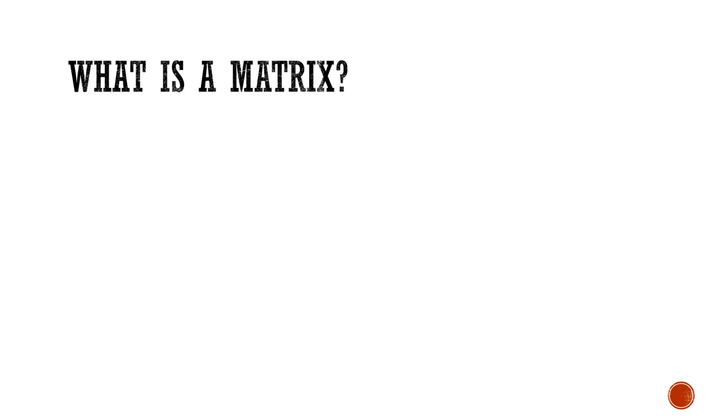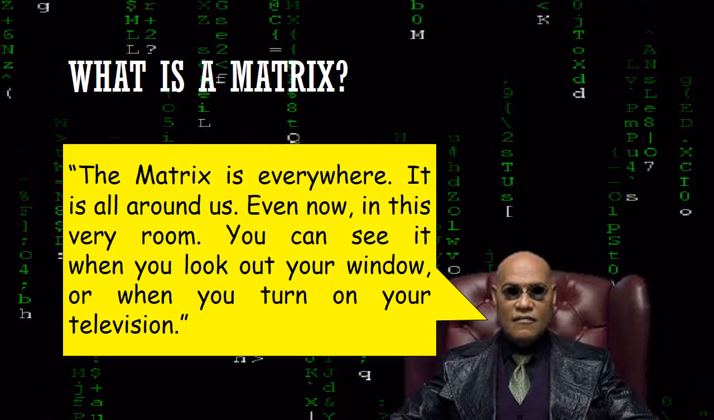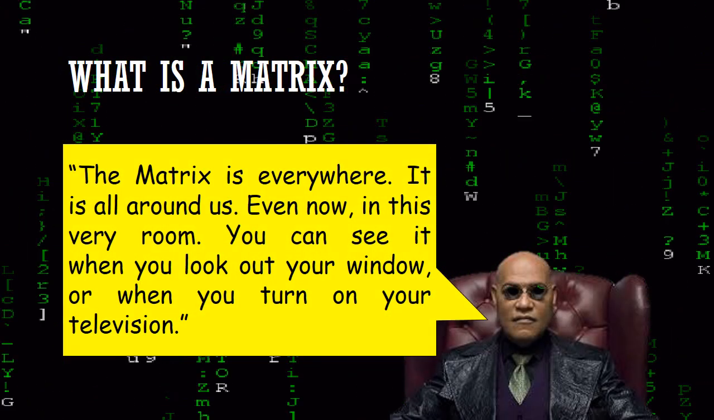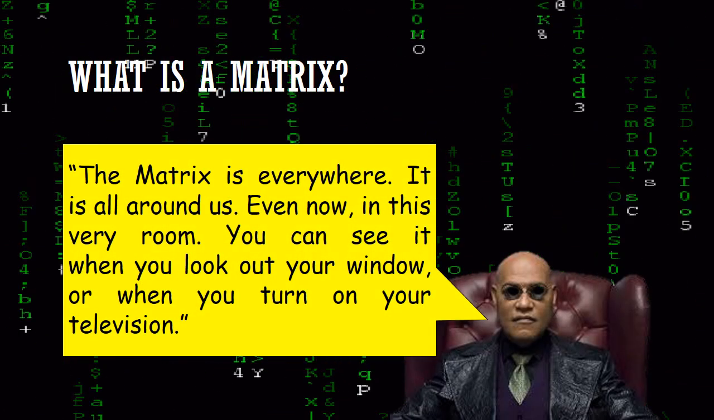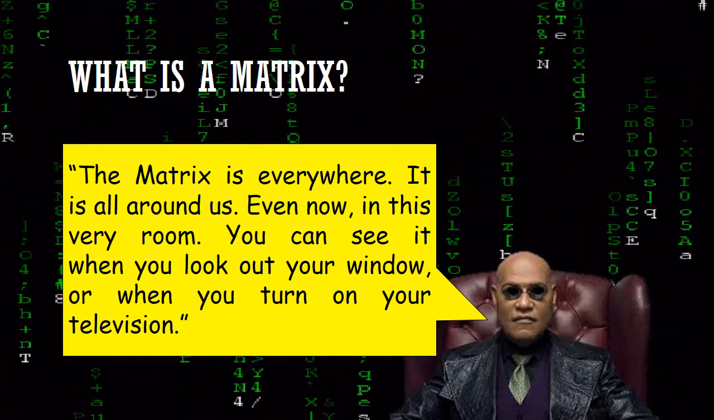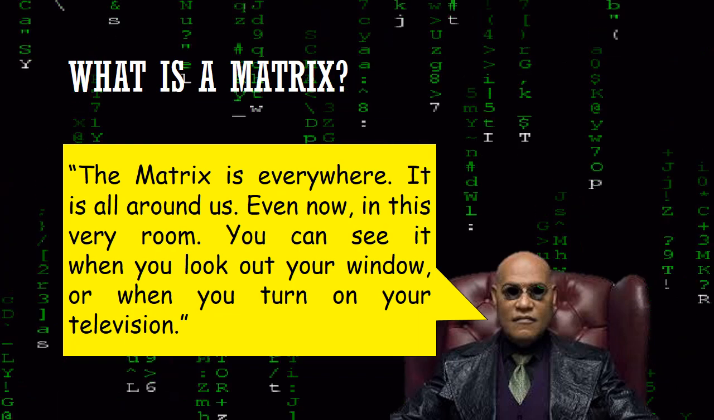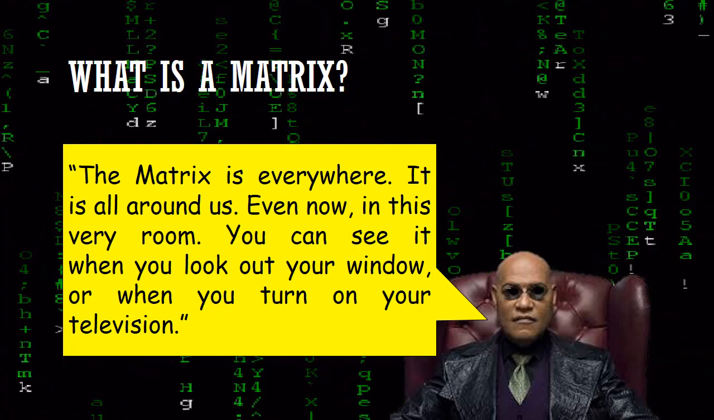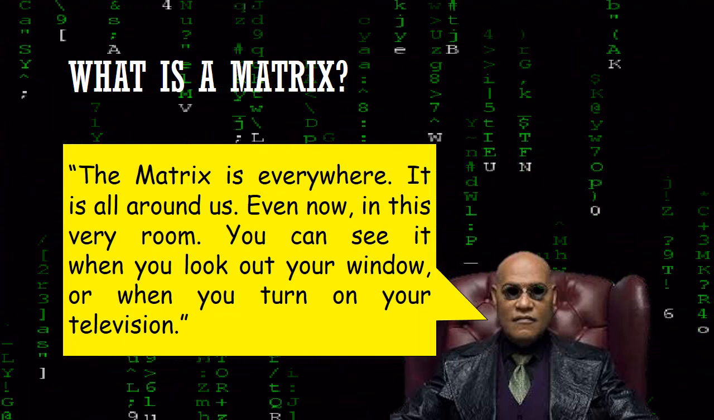But what is a matrix? To quote Morpheus, the matrix is everywhere. It is all around us. Even now in this very room, you can see it when you look out your window or when you turn on your television. But seriously, what is a matrix?